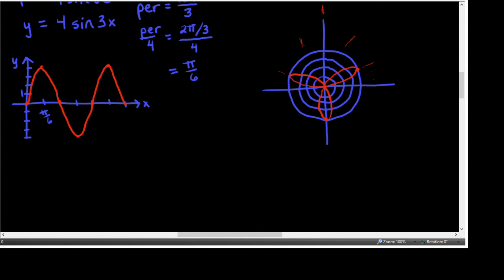However, if n is even, you get twice as many petals. So when n is 2, you get 4 petals. When n is 4, you get 8 petals. And so that's kind of an interesting thing to know, and it'll help you know when you're done.